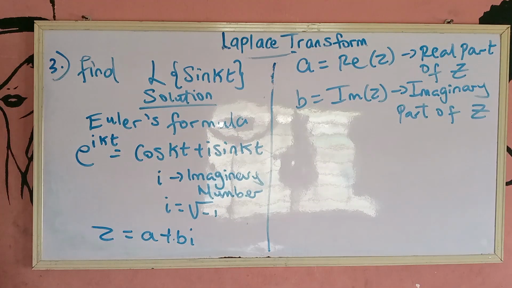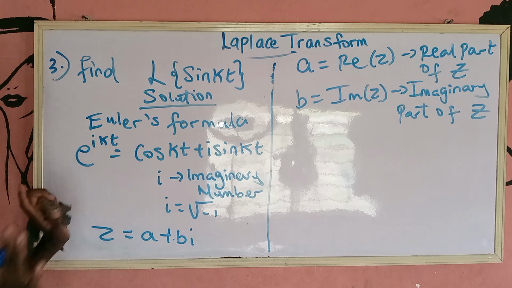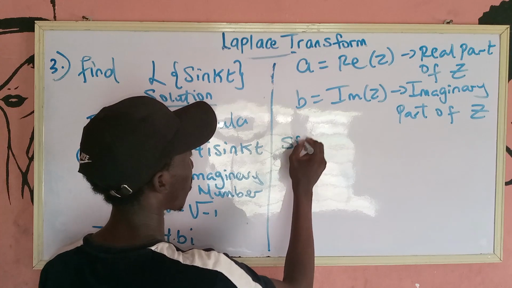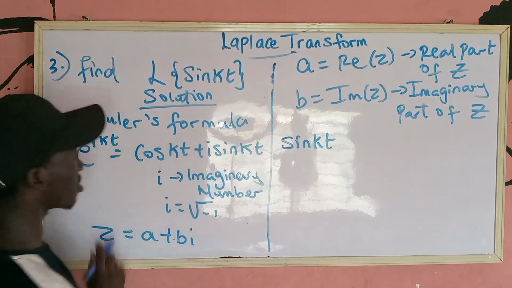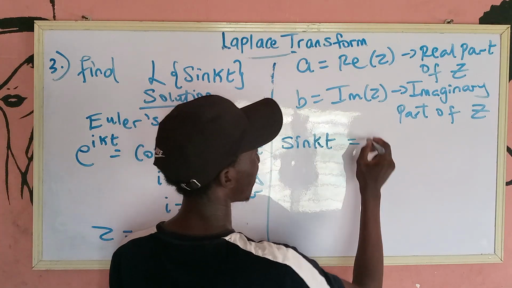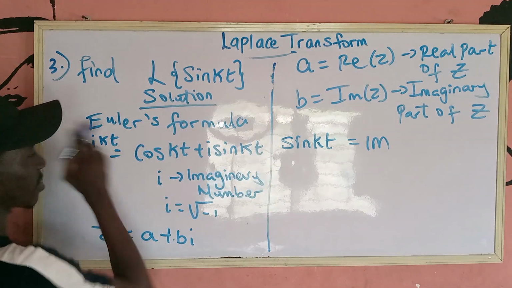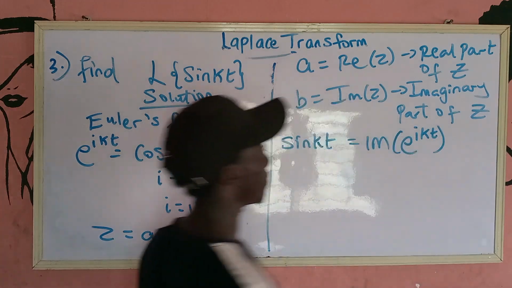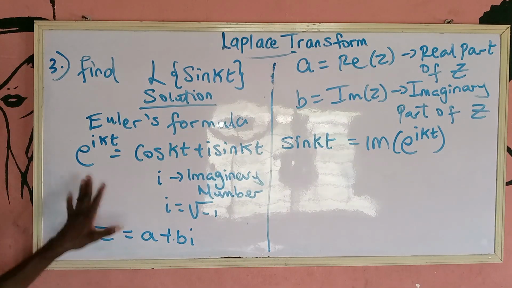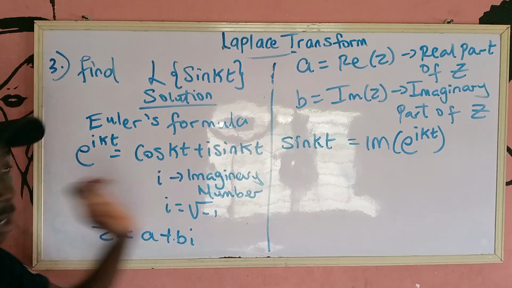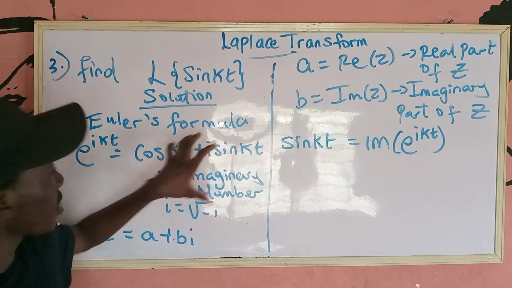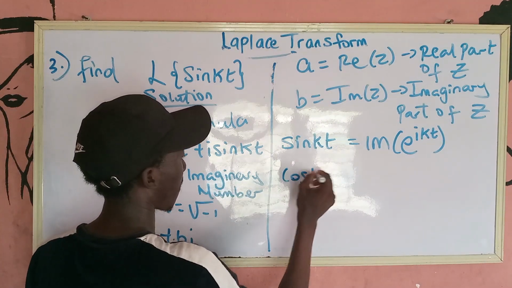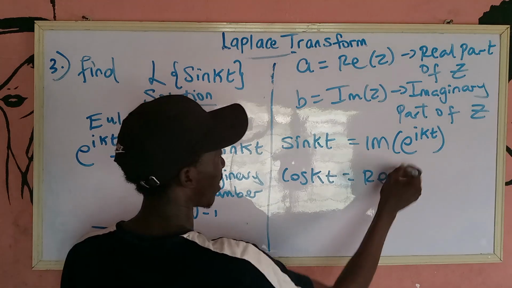It's called the imaginary part of Z. That's what it's called. So exactly the same thing happens here also. This sine kt you are seeing here is the imaginary part of this, because this stuff itself is also a complex number. So this part is the imaginary part, and this part is the real part of this.